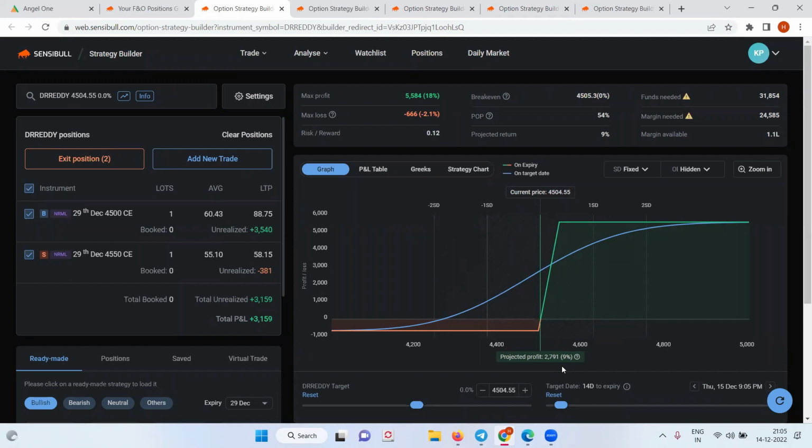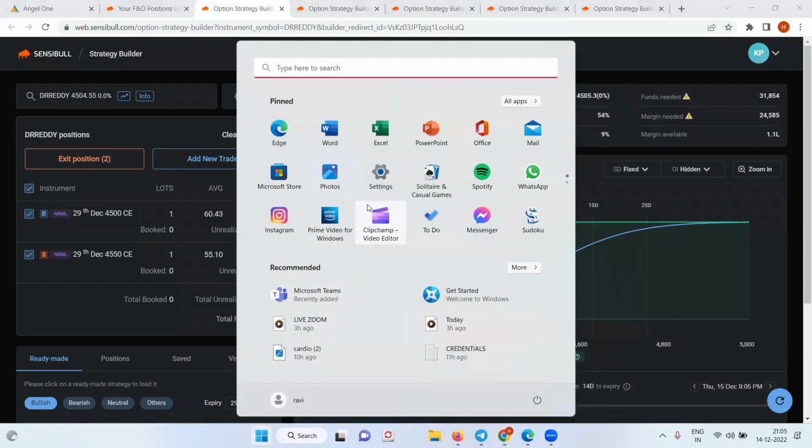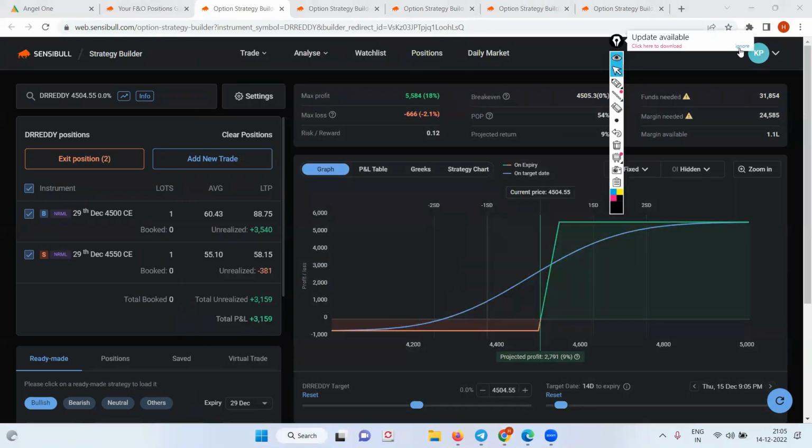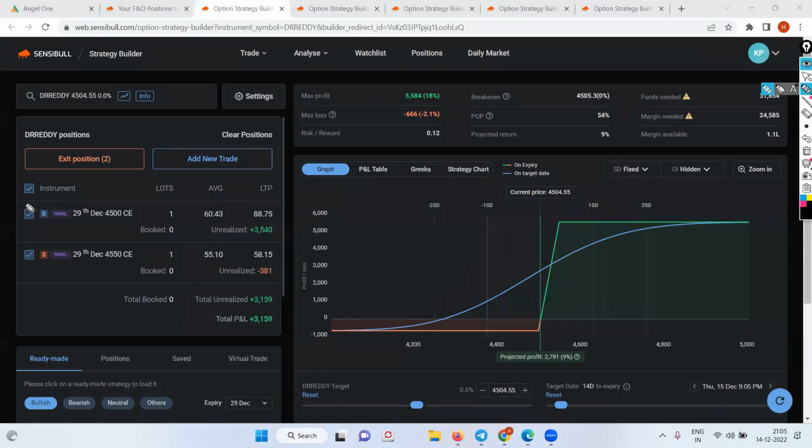Okay. See, now what I'll do is, forget about the strategy. Forget about the trade, whether it is debit spread or credit spread. What I want to say is, basically I've started with, okay, let me take the Epic pen. That would help. I've started with a naked buy position. You all know I've already made the video on a naked buy position. The moment I got a good profit, I converted it to a debit spread.